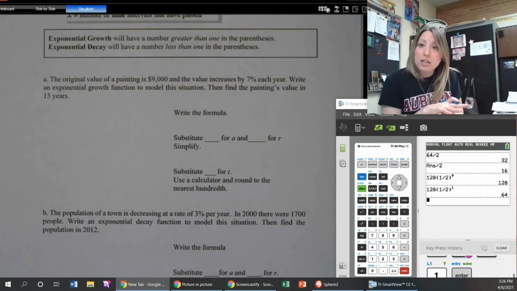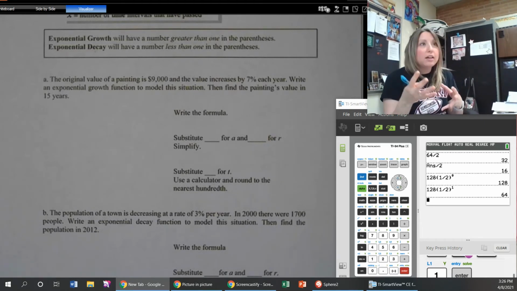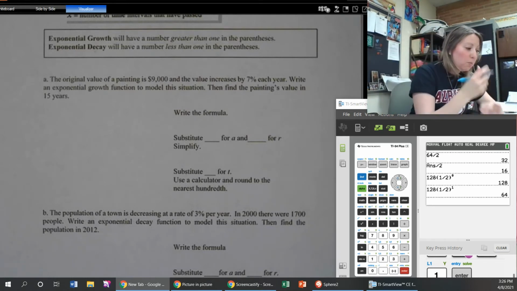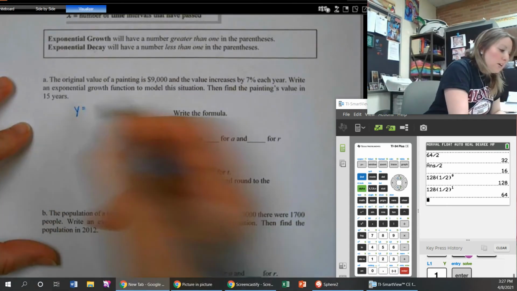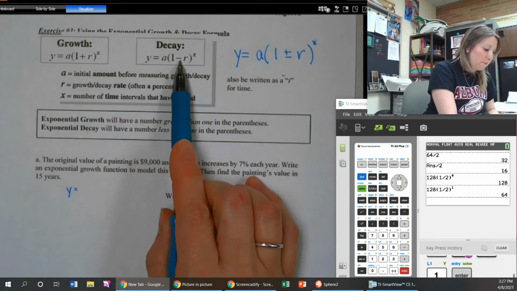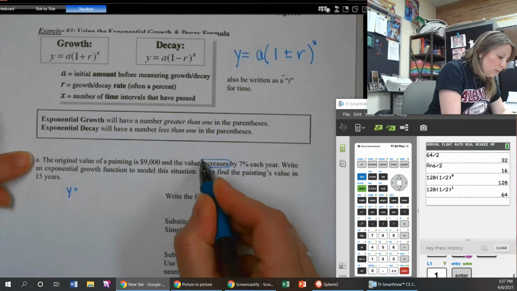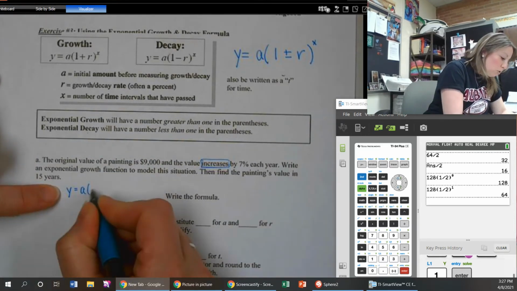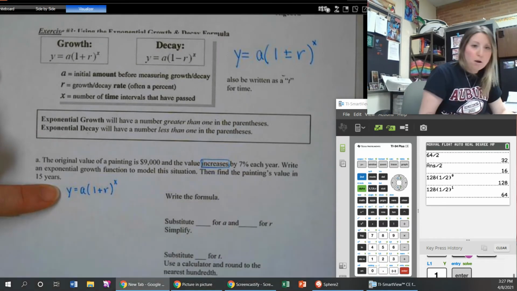So first we need the function that does the general increase. And then we'll do it to a specific amount. So we need both of those things. The first thing we need to decide as we're writing this formula is, is this going to be a plus sign or a minus sign? Are we growth or are we decay? And of course, if you read anything about a value increasing, then we're talking about growth. So it'll be A times 1 plus the rate raised to the x power.